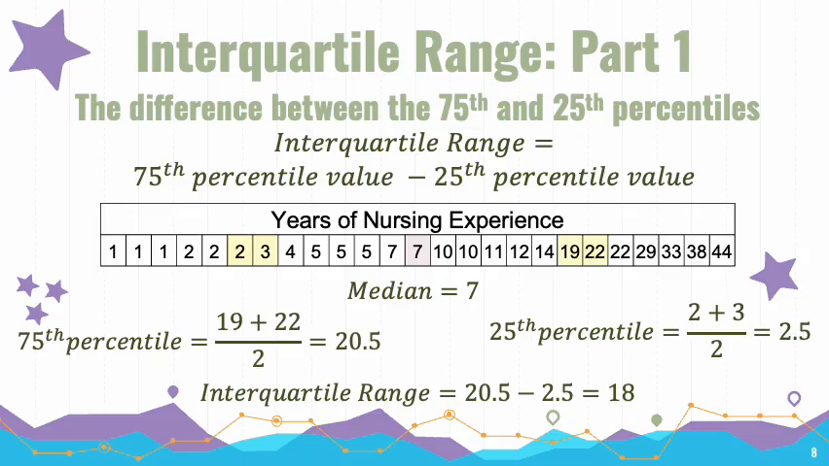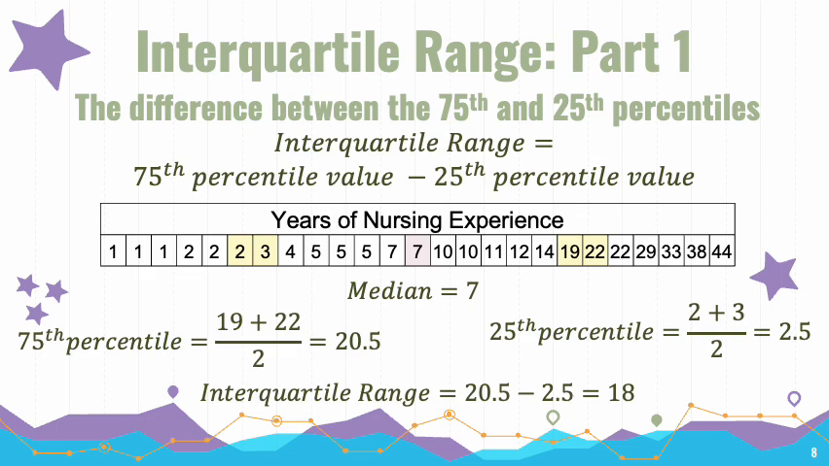When calculating the interquartile range, you need to have your data set listed from smallest to largest. And I have our data set for years of nursing experience already sorted for us. The first step in determining the interquartile range is to identify the median, which we discussed in a previous lecture, and we know that the median for our years of nursing experience is 7. The 25th percentile would be halfway between our smallest number and our median. And our 75th percentile would then be halfway between our median and our largest number.